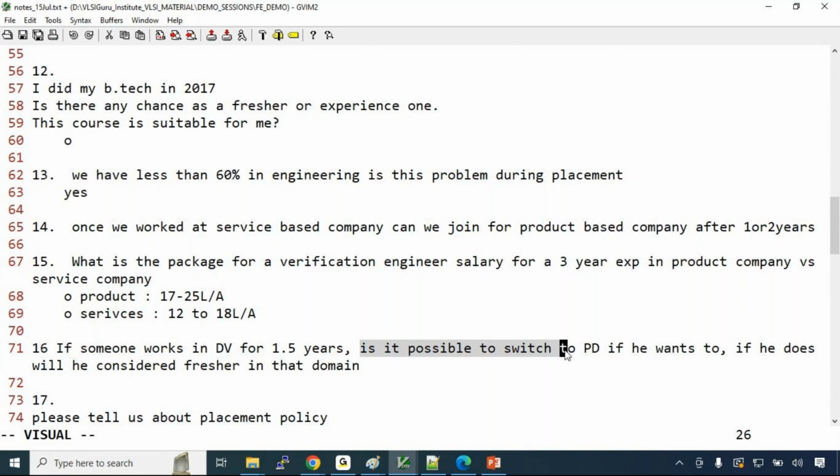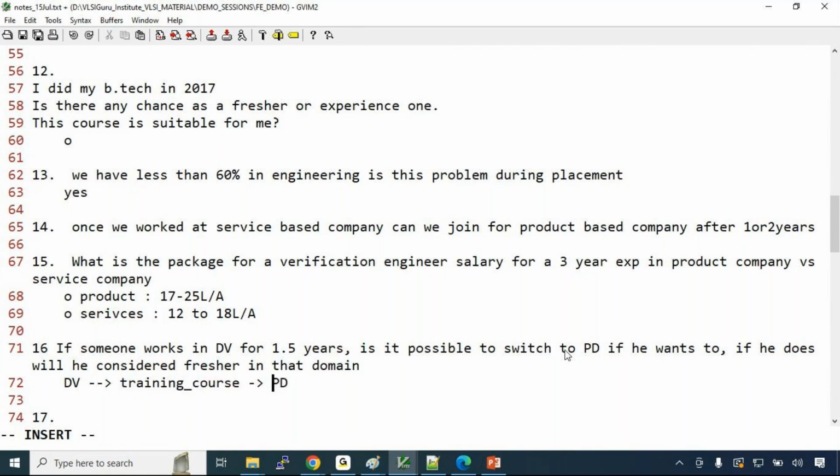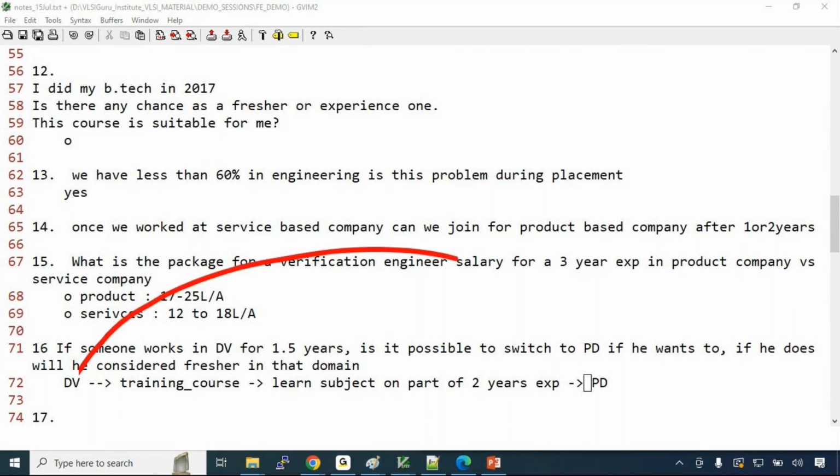The only thing is, when you switch into the PD domain, when they are paying salary to you, they will expect you to justify that, right? Let's say they pay you 20 lakhs per annum. If you say no, I will work as a fresher, does it make sense? They won't hire you, right? So what is the expectation when you want to switch from DB to PD? If you want to maintain the same salary, you have to join a training course, learn the subject on par with 2 years experience, whatever. Then you switch to PD. If you say no, I will directly switch without anything, then they will give you a fresher salary only because you don't contribute as required, right?